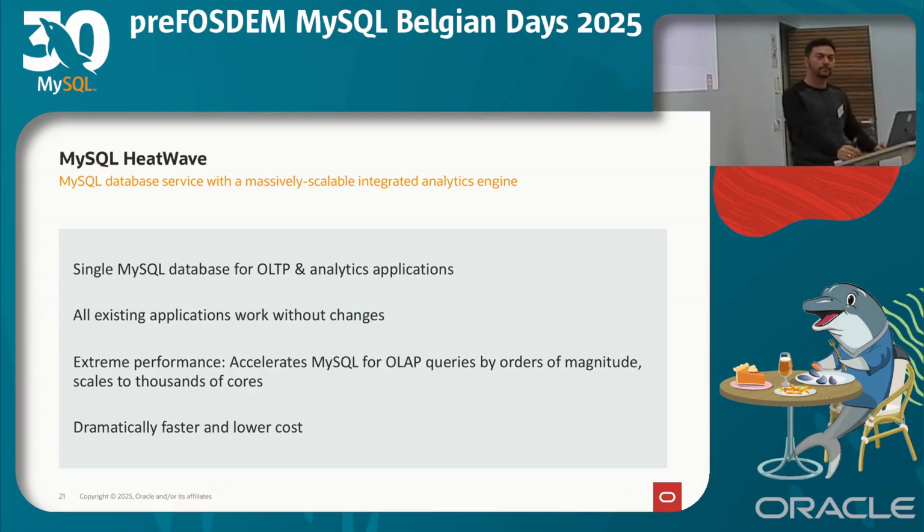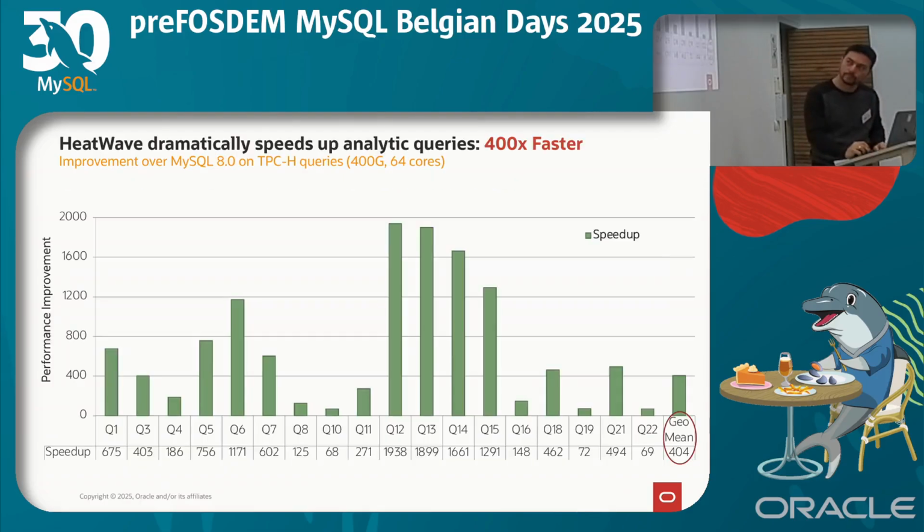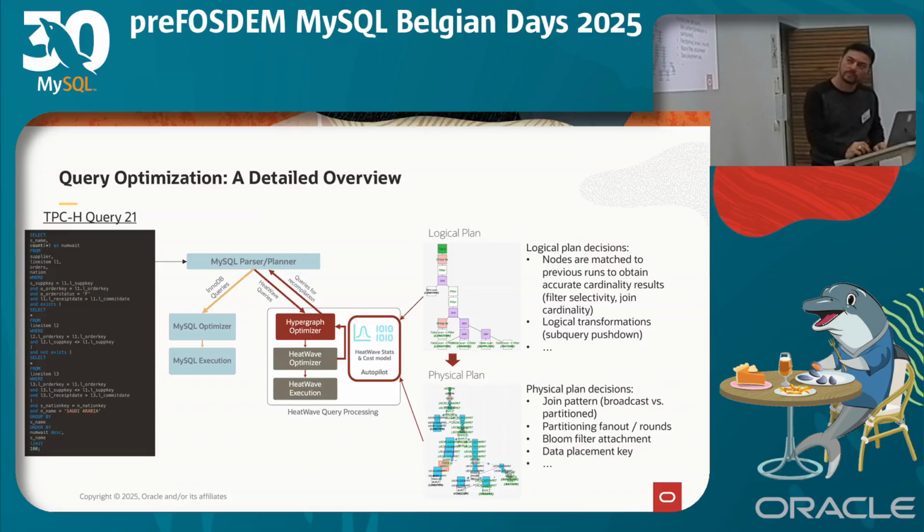Excuse me, can you just go back 3 slides, please? Yes, please. So here's the Hypergraph optimizer and the HeatWave optimizer. When do you guys do the correlations?